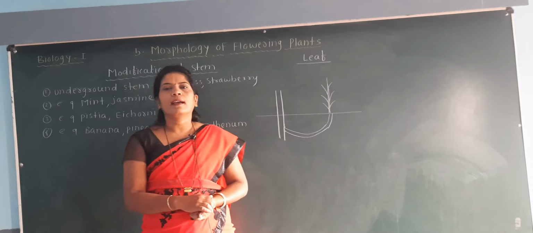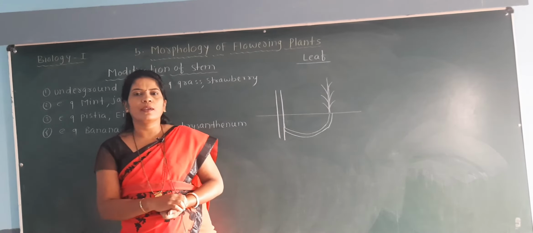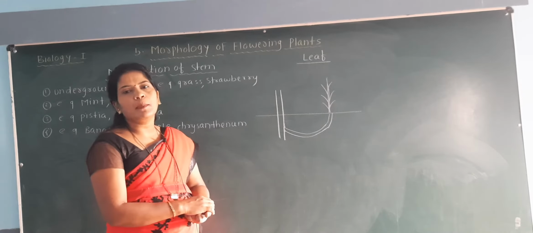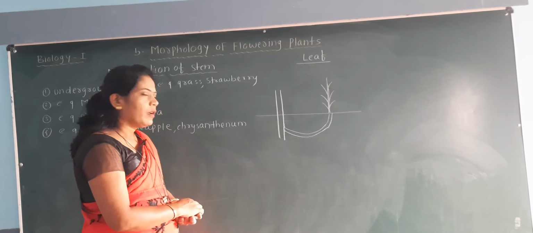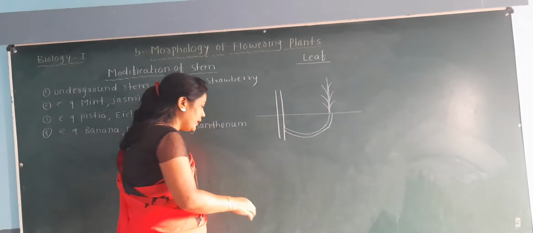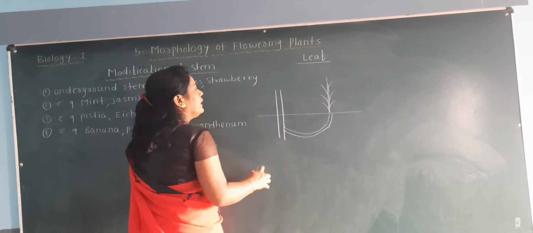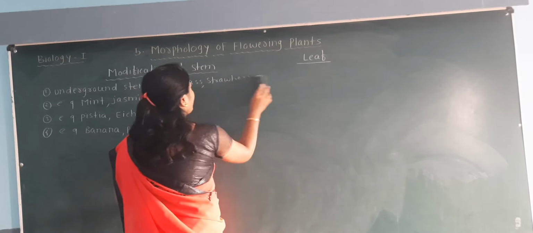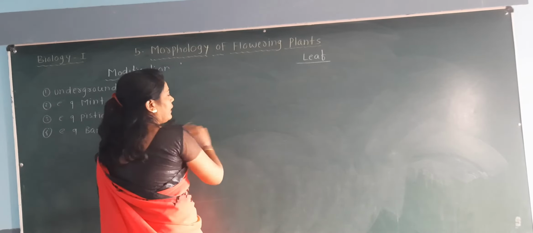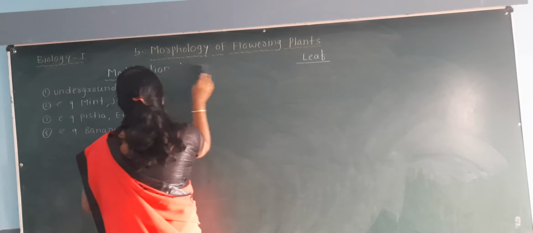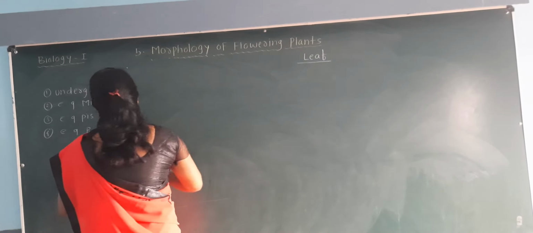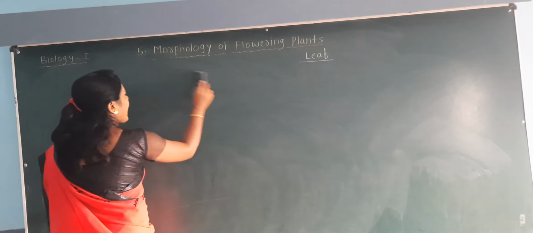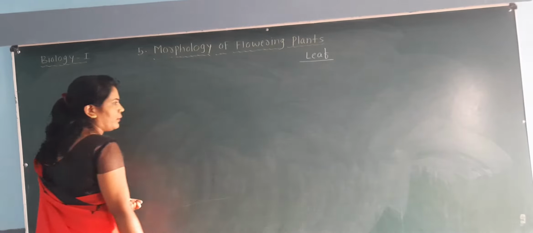Okay. Now let us discuss the next part of this morphology, and that is called the leaf part of the flowering plant. So here we'll discuss now the leaf part. In this also we have to see the definition of the leaf, the diagram of the leaf, as well as we have to see its venation and the types of the leaves.